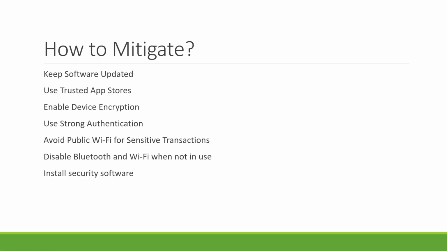So how do we mitigate it? Well, just like always, let's keep our software updated. Let's make sure that we're using only trusted apps. Let's enable device encryption, which most of us don't even have on. How about we use better multi-factor authentication, maybe PIN and fingerprint to log into our phones. Let's try not to use public Wi-Fi for sensitive information. Let's disable our Bluetooth and Wi-Fi when not in use. And lastly, we can install security software to make sure all of the above happens seamlessly.